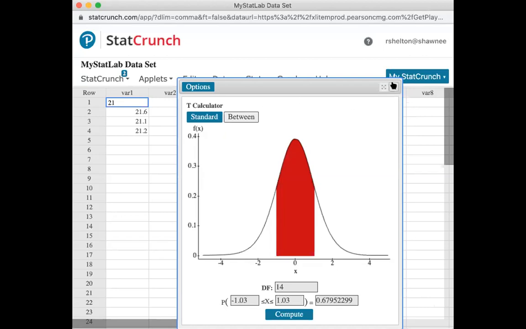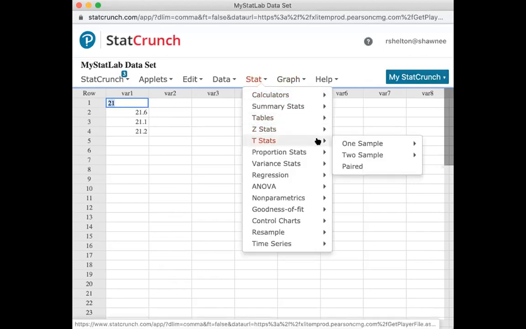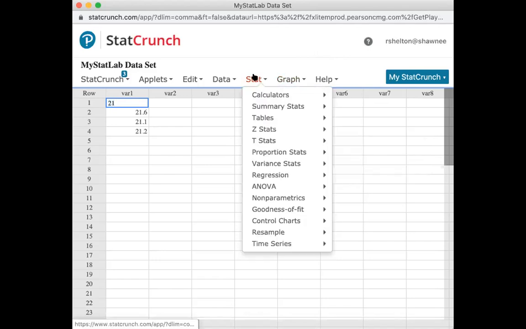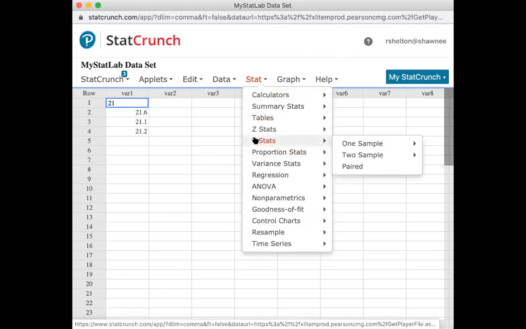I'm going to say Stat, T-stats, one sample, and here I'm going to say with summary because we don't have individual readings. They just told us that the X bar was 37.2. We don't have the individual points. So T-stats, we're going to do the hypothesis. Just make sure you can see it. Stat, T-stats, one sample with summary.